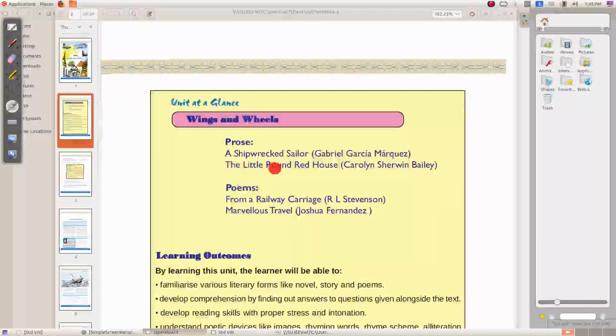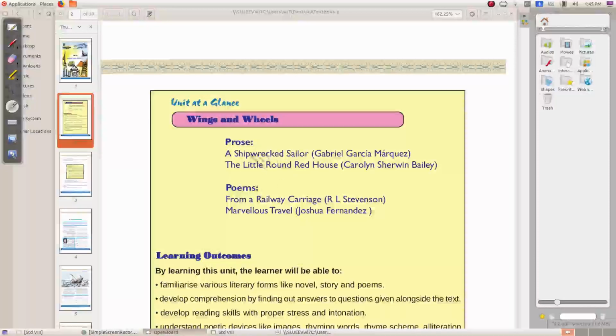Next one is Little Round Red House. It is a very interesting folktale, we can say. And here is a poem, From a Railway Carriage, by R. L. Stevenson. Very interesting poem. Next one is Marvelous Travel, by Joshua Fernandez, a modern poet. R. L. Stevenson is very old and this one is very modern. So every genre of literature, different branches of literature, we are going to familiarize.